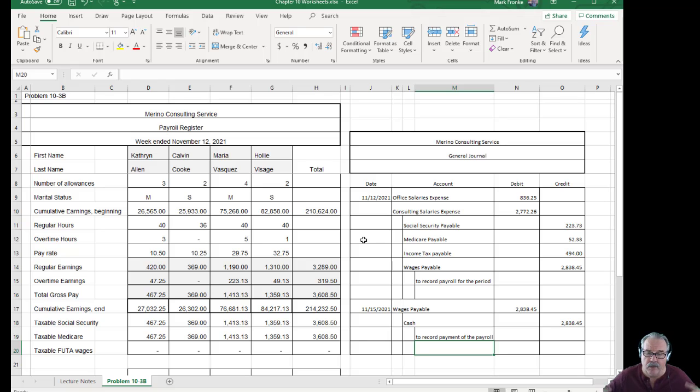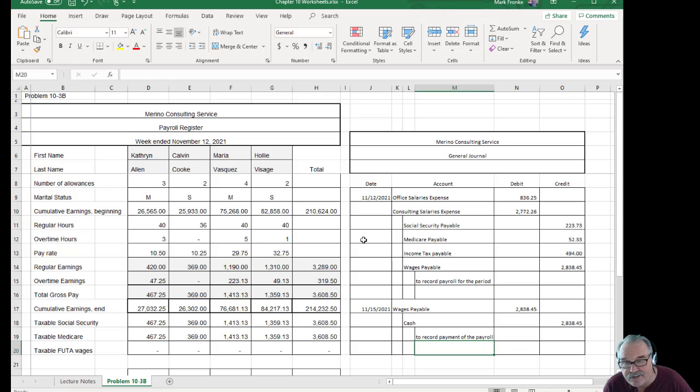Now, just with the same thing, if we were going to pay the government for the Social Security or the Medicare, we would just debit those accounts and credit cash, or the federal income tax. Anytime we set up these liabilities, they're just like accounts payable. If we pay them, we debit the payable and we credit cash.